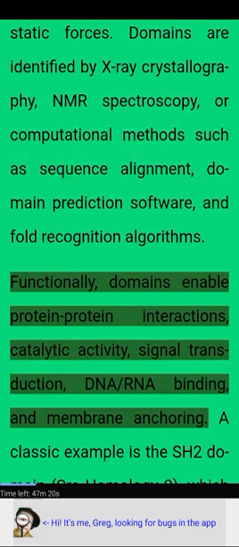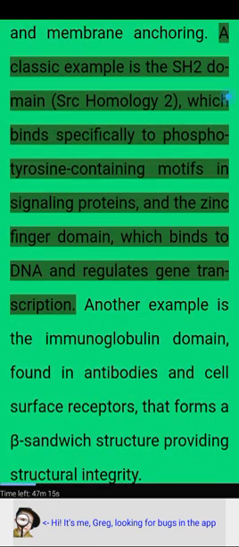Functionally, domains enable protein-protein interactions, catalytic activity, signal transduction, DNA and RNA binding, and membrane anchoring. A classic example is the SH2 domain, SRC homology 2, which binds specifically to phosphotyrosine-containing motifs in signaling proteins, and the zinc finger domain, which binds to DNA and regulates gene transcription.